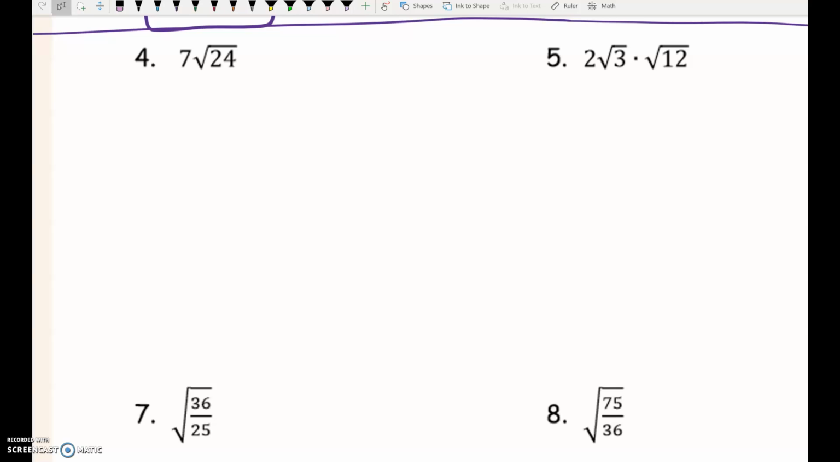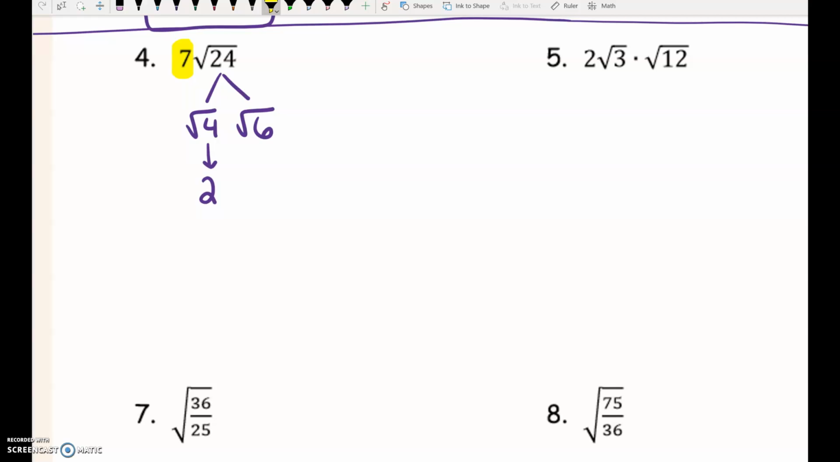Number 4, we're going to start making this look a little bit more complicated. Basically, this doesn't change anything. We just need to save that 7 for later. Now let's look at the square root of 24. How can we split up the square root of 24? Half of 24 is 12, 9, 4. 4 times 6. The square root of 4 is 2.